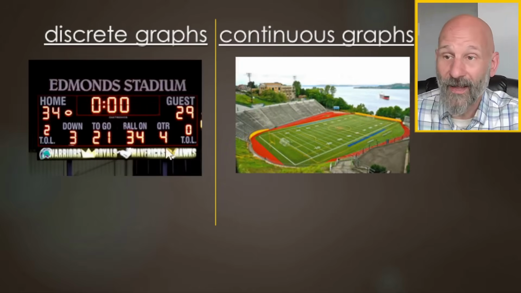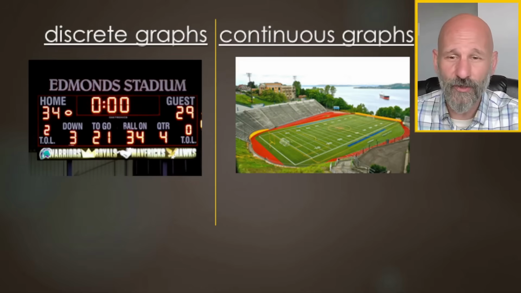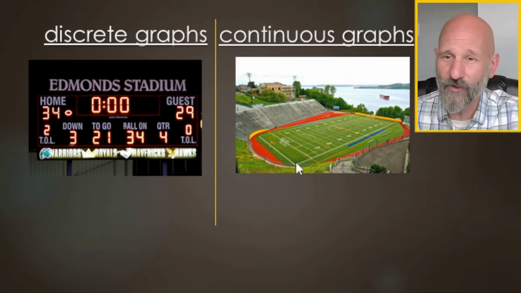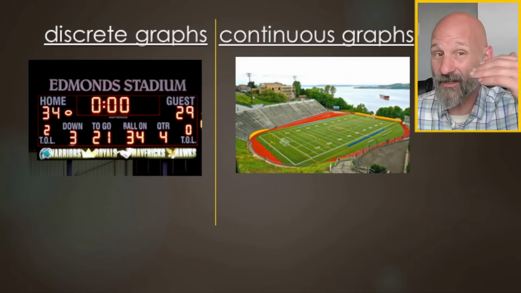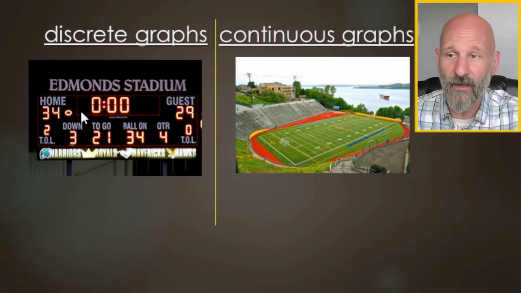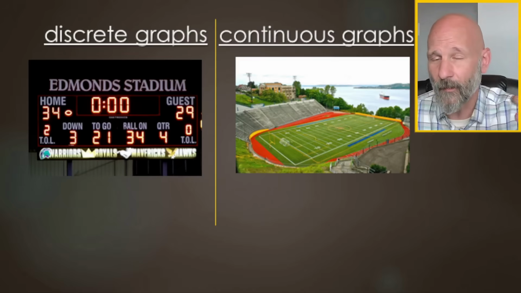If we're talking about score on a football game or something along those lines versus how many yards gained, right? Because you can do half of a yard, a quarter of a yard, an inch. You can do all of that type of stuff. So yards, that's going to be a continuous type situation. Whereas if you're looking at score, the home team here can't score 34.6 points. It doesn't happen. So those are discrete numbers.